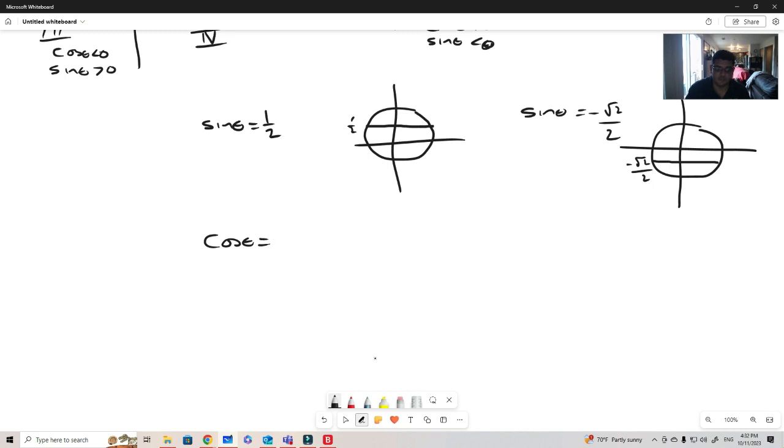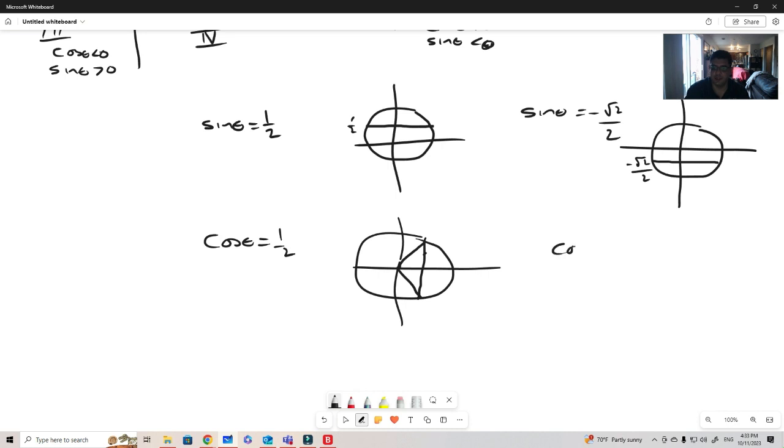So with cosine, if cosine of theta is 1/2, then remember cosine is x. So it means that I'm talking about positive x, and my angle is going to be in the first and in the fourth quadrant. And I'm talking about the angle that I can get, of course, by joining that height from here to here and from here to here.